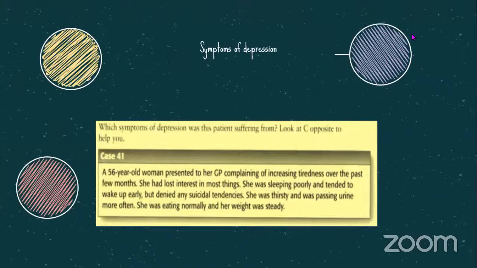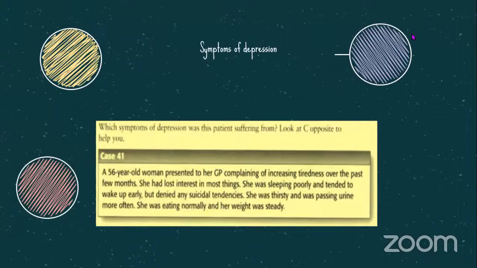I will repeat again. Case 41. A 56-year-old woman presented to her GP, or general practitioner, complaining of increasing tiredness over the past few months. She had lost interest in most things. She was sleeping poorly and tended to wake up early, but denied any suicidal tendencies. She was thirsty and was passing urine more often. She was eating normally and her weight was steady.